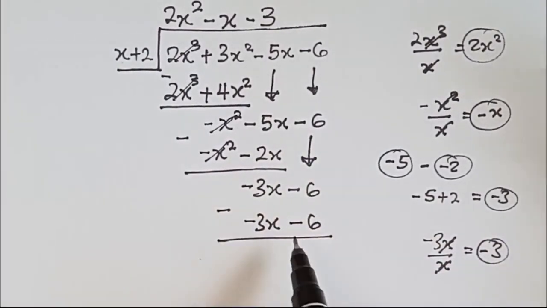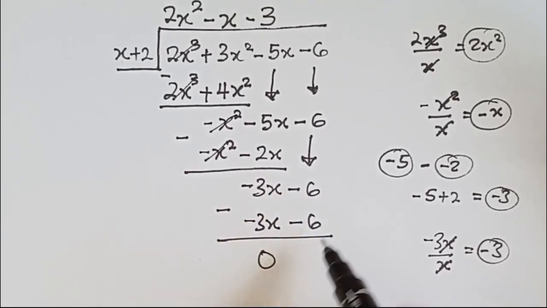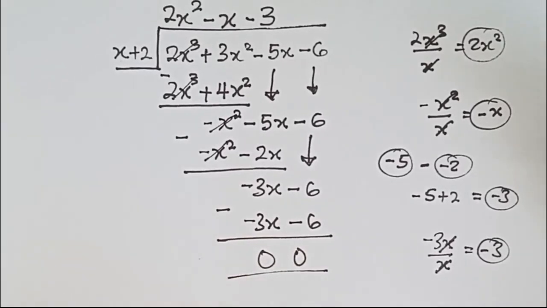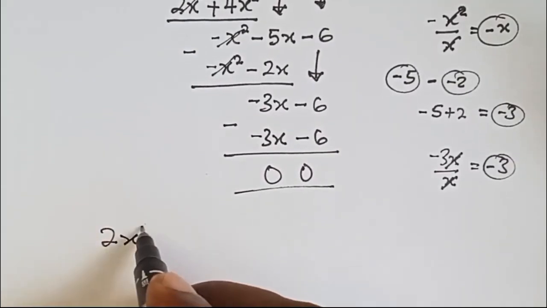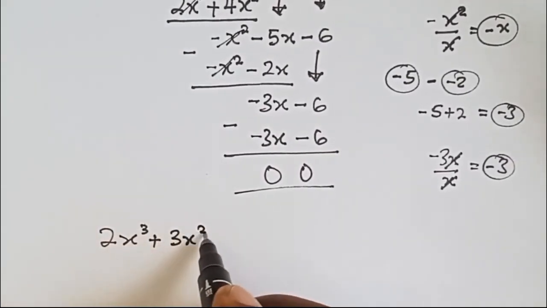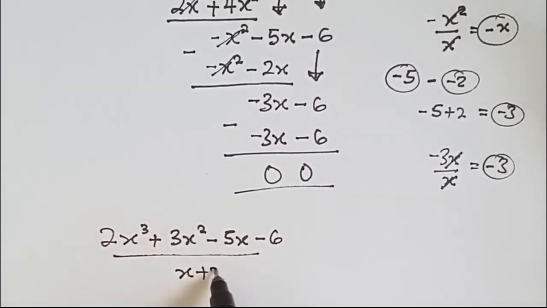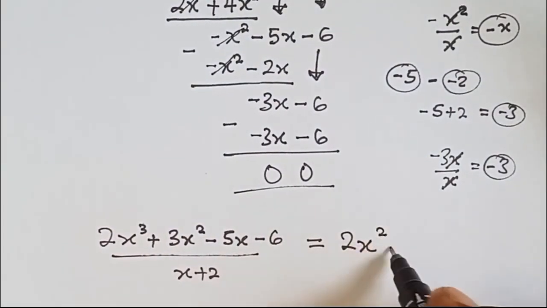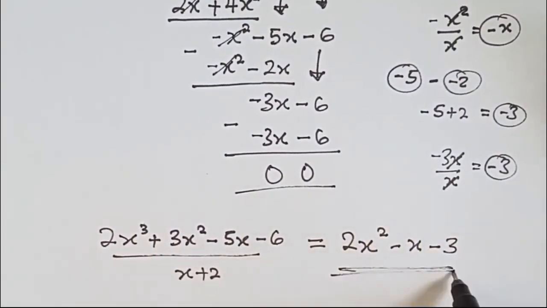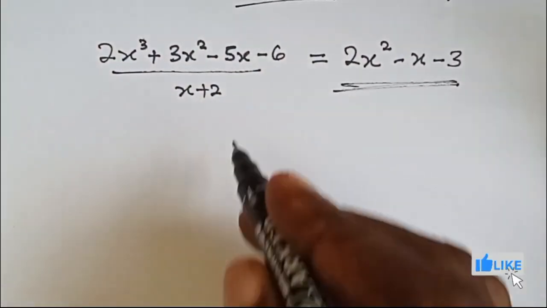So we're doing subtraction again. Minus 3x minus minus 3x will give us 0. Minus 6 minus minus 6 will also give us 0. Okay, so there is no remainder. That means that when you divide 2x raised to power 3 plus 3x raised to power 2 minus 5x minus 6 by x plus 2, it gives us the answer, which is 2x squared minus x minus 3. This is our answer.